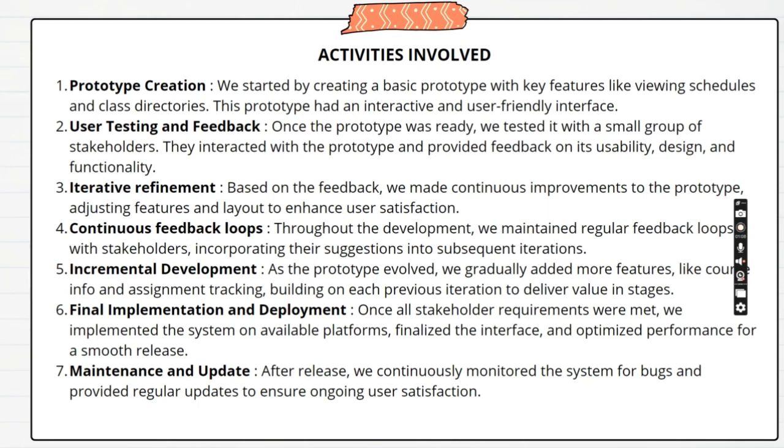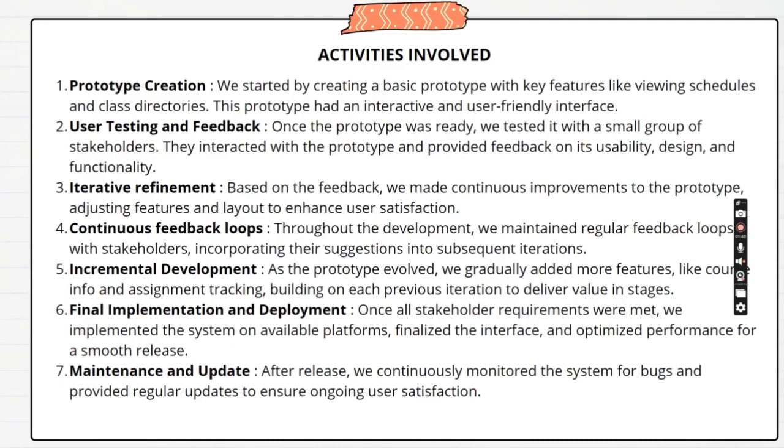The third activity is iterative refinement. Based on the feedback, we made continuous improvements to the prototype, adjusting features and layout to enhance user satisfaction. And then continuous feedback loops. Throughout the development, we maintain regular feedback loops with stakeholders, incorporating their suggestions into subsequent iterations. And then incremental development. As the prototype evolved, we gradually added more features like course info and assignment tracking, building on each previous iteration to deliver value in stages.